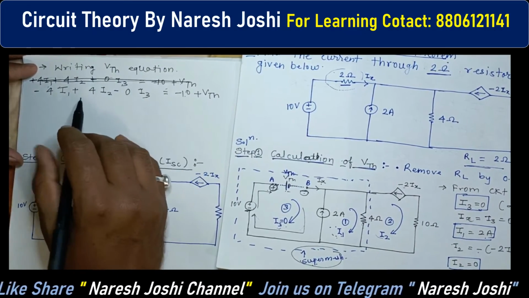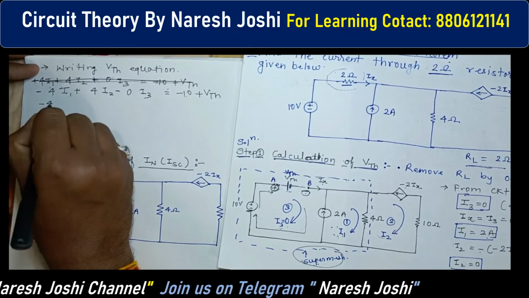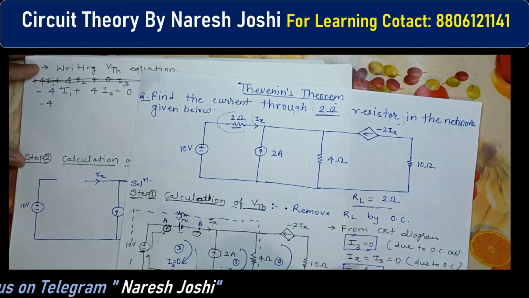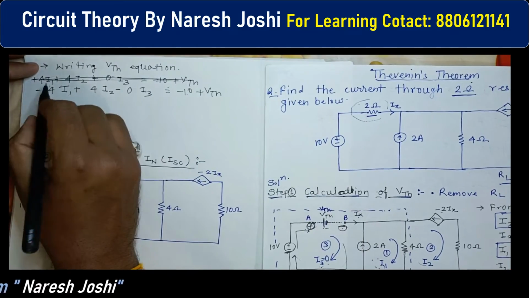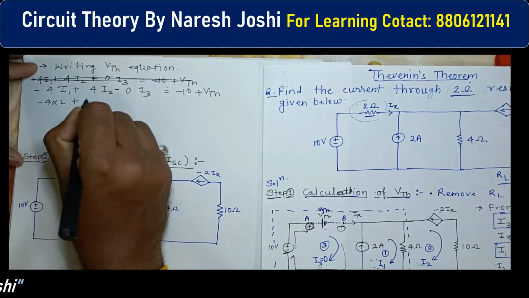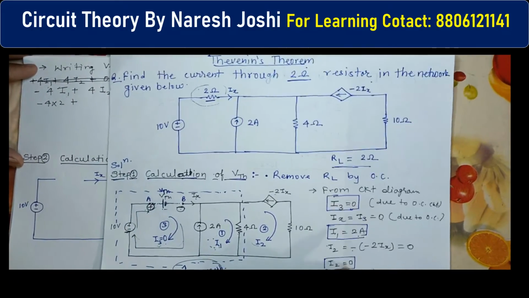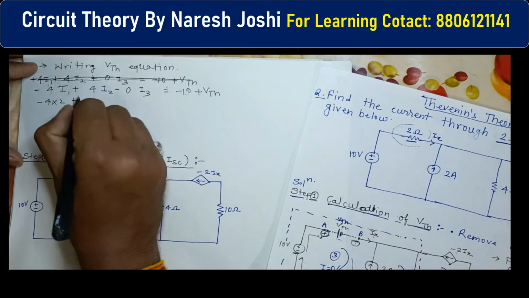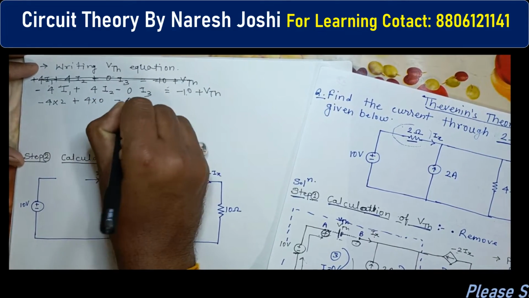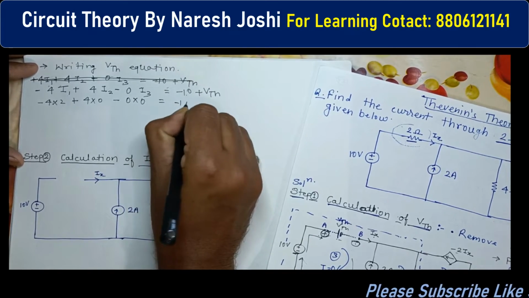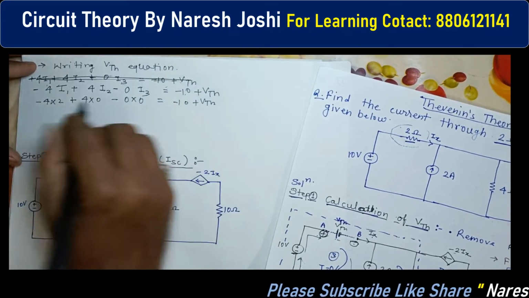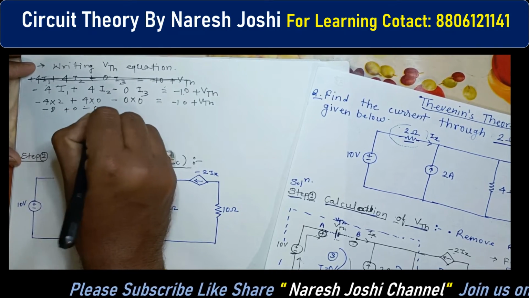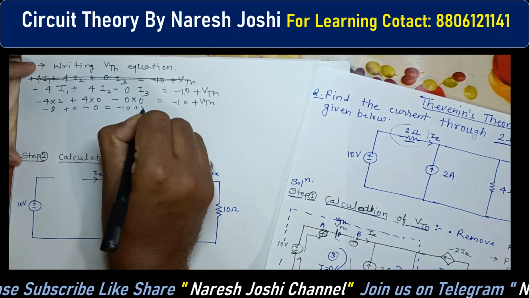We will simplify it. Okay, so this is minus 4 I1. I1 equals 2 ampere. We have already calculated this. I will put here I1 equals 2, then plus I2, we have already calculated, it is 0. You can see I2 is 0 and I3 is 0. So we put 4 into 0, minus 0 into 0, I3 is 0, and minus 10 plus VTH. So this is minus 8, plus 0, minus 0 and minus 10 plus VTH.